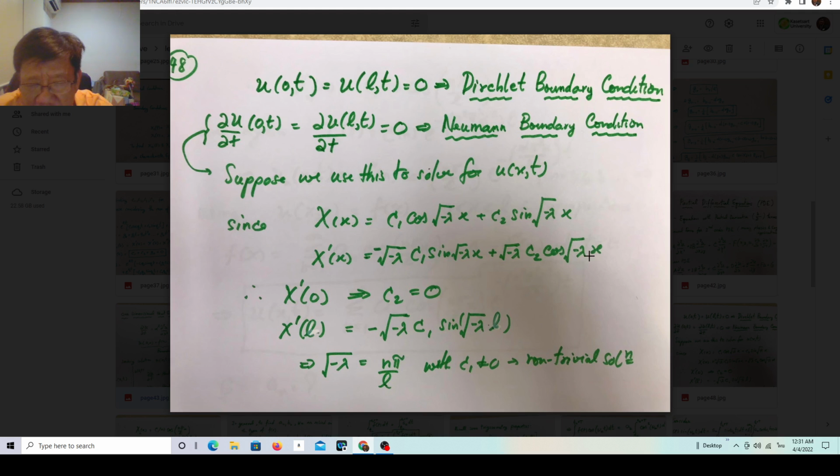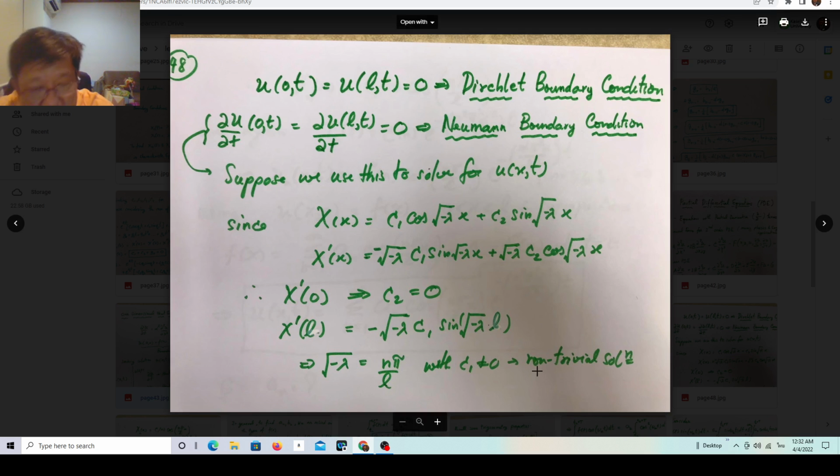When x is 0, cos 0 is equal to 1, so the only way is that c sub 2 has to be equal to 0. And in the same way, when you replace x with L in the first order term, the remaining term is minus square root of minus lambda times c sub 1 times sine of square root of minus lambda L. From this one you can find c sub 1.